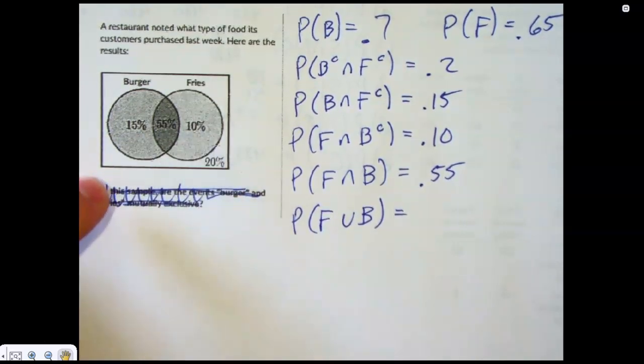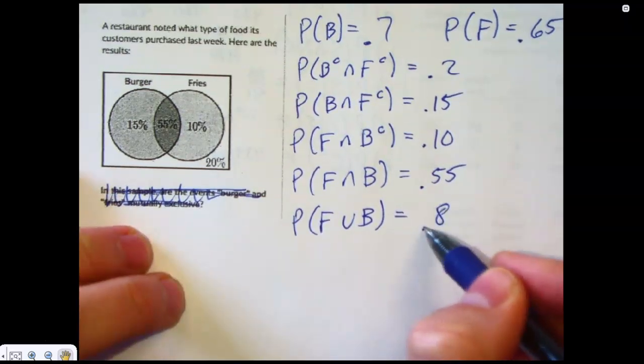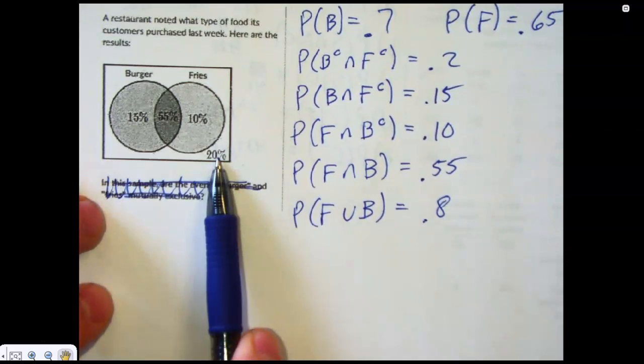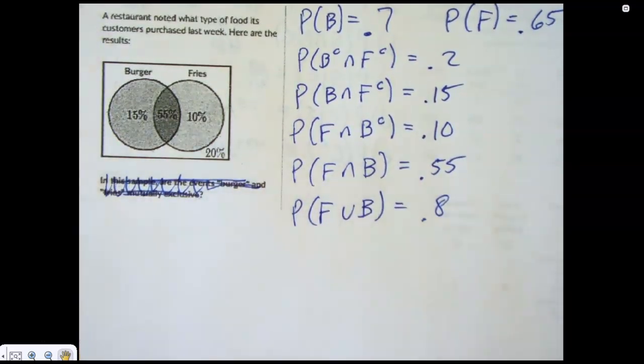The other way you can think about that is what's the probability that I didn't get fries or a burger? It's 0.2, and then what's 1 minus 0.2? 0.8. So you can get to it that way too.